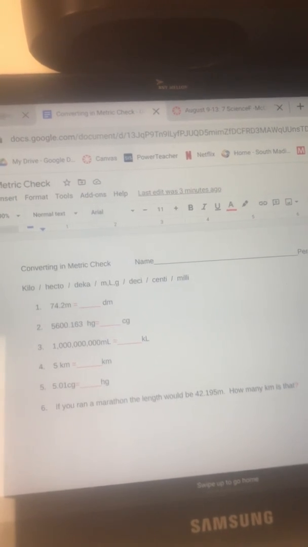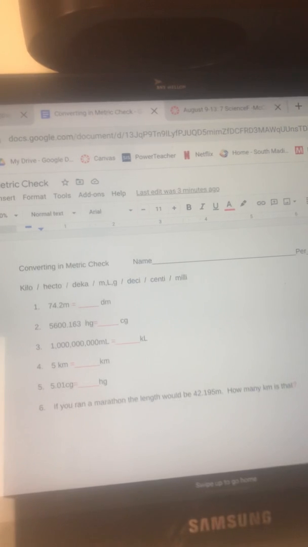All right, so you need to be following along. This is the converting and metric check. We did it together in class just to make sure you understood it from yesterday's lesson and yesterday's homework. We went over it again. So we're going to go over this, and this is the actual assignment on Canvas.